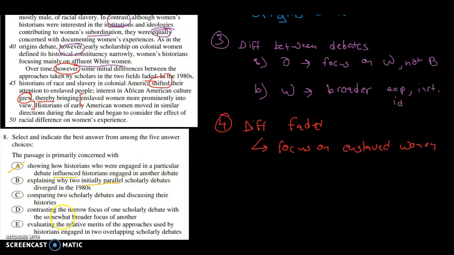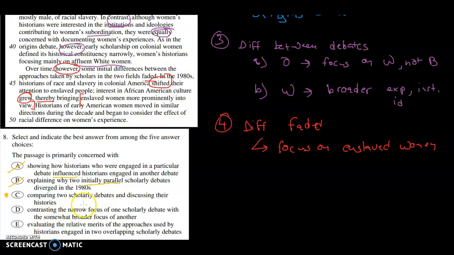Okay, now again, be very careful here. We did mention that in the 1980s, in paragraph 4, it says we have this shift, but was that the primary concern? Doesn't fit. That would be out. All right, what about C? Comparing two scholarly debates and, okay, so far so good, comparing the two debates, discussing their histories. That's possible. Let's flag that one, because again, stage 1 is supposed to be what can we eliminate? So that's a possibility.